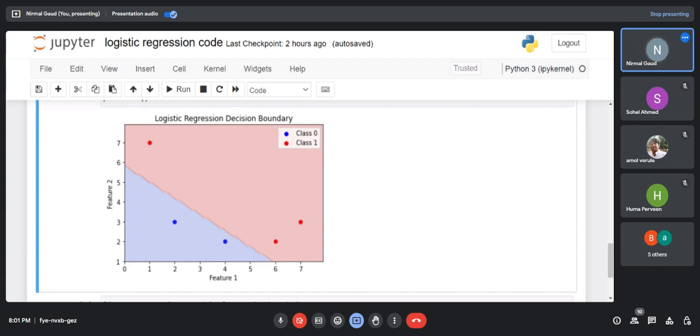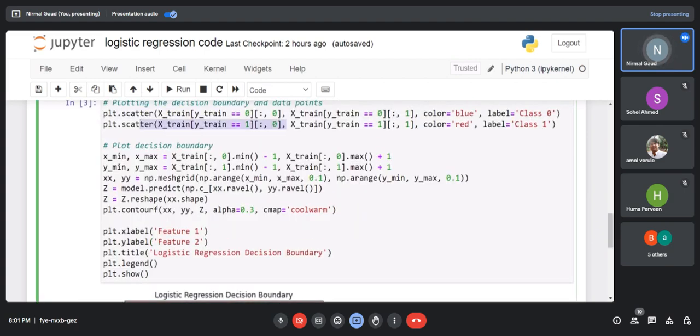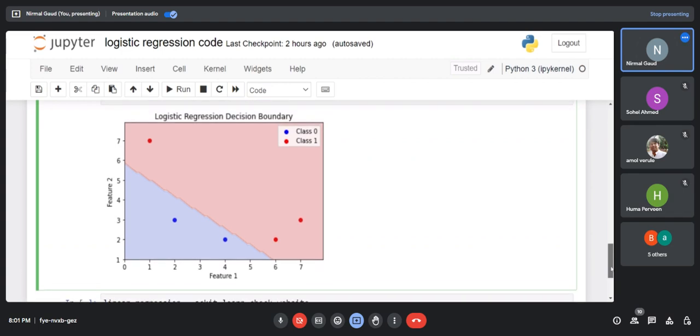Here we plotted the decision boundary and the data points. There is a line that first creates a scatter plot. In this section we draw a scatter plot of the training data points, with two colors for each class, 0 and 1. I'm defining the points for class 0 and class 1, class 0 with blue and class 1 with red.